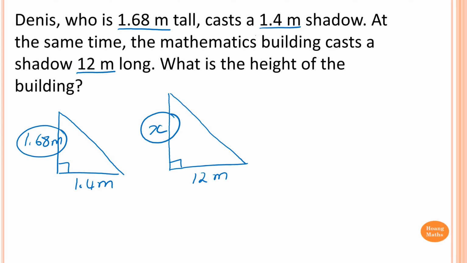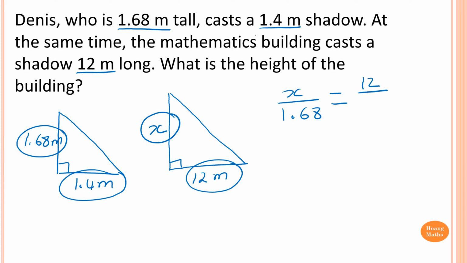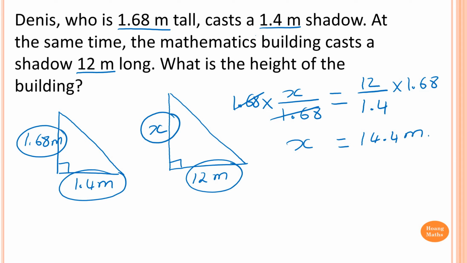So we go x over 1.68 is equal to 12 over 1.4. To solve for x, we can just times by 1.68, and you times by 1.68 on this side as well, so that cancels out. So x is equal to 14.4 meters. Therefore, the height of the building is 14.4 meters.